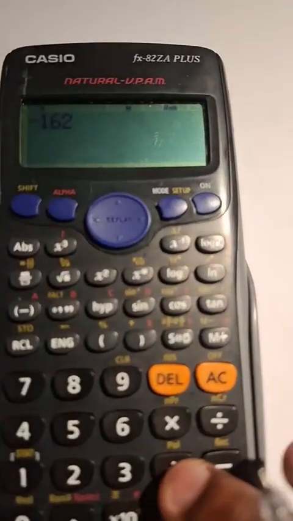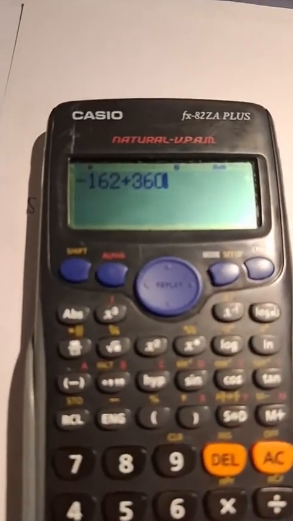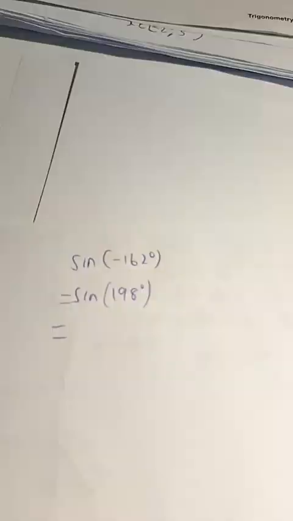Still remember what we do? Yes, we add 360. Look at the sine of negative 162. We add 360. What do we get? 198. So that means we are going to say sine of 198 degrees. Now we can work with this.